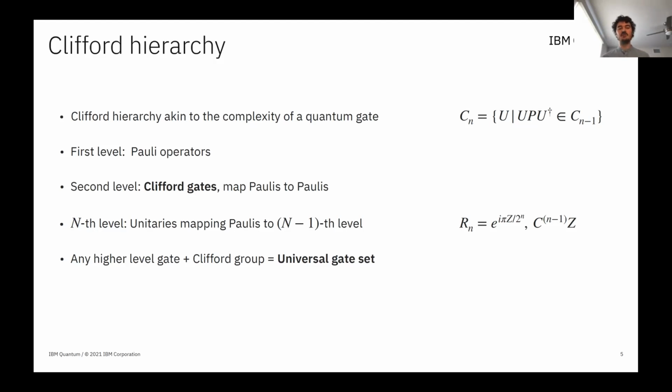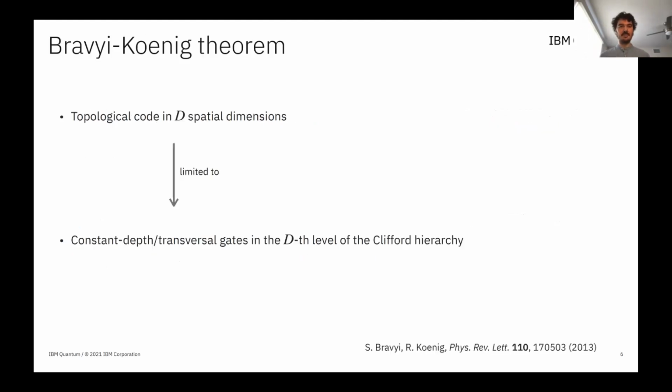And an important point to note is that if you have any gate that is in the third or higher level of the Clifford hierarchy, plus the Clifford group, you get a universal gate set for quantum computation. Okay. And there's this important notion relating the level of the Clifford hierarchy and spatial locality in quantum error correction, in topological quantum error correcting codes.